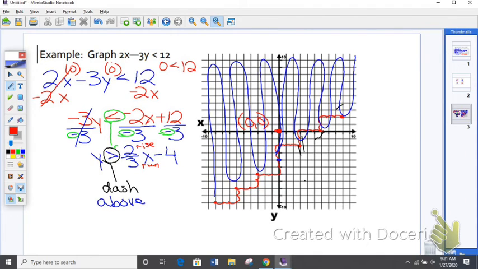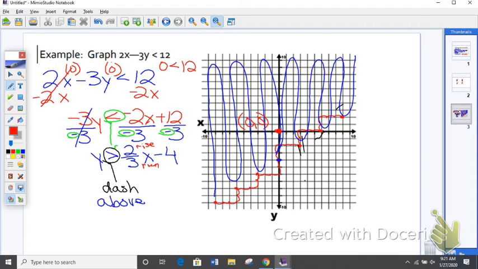So as long as your line doesn't go through the origin, that is the easiest thing to check. Otherwise, you could choose any point in the shaded area. Make sure it's true, then you know you shaded on the correct side. So that is our graphing linear inequalities.